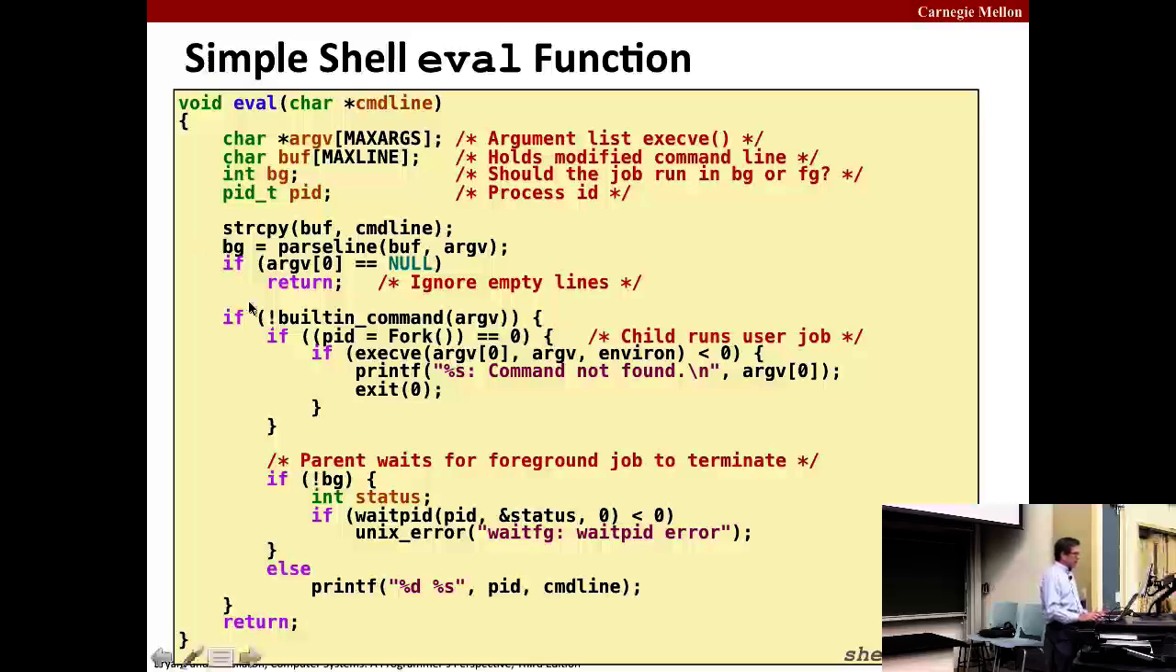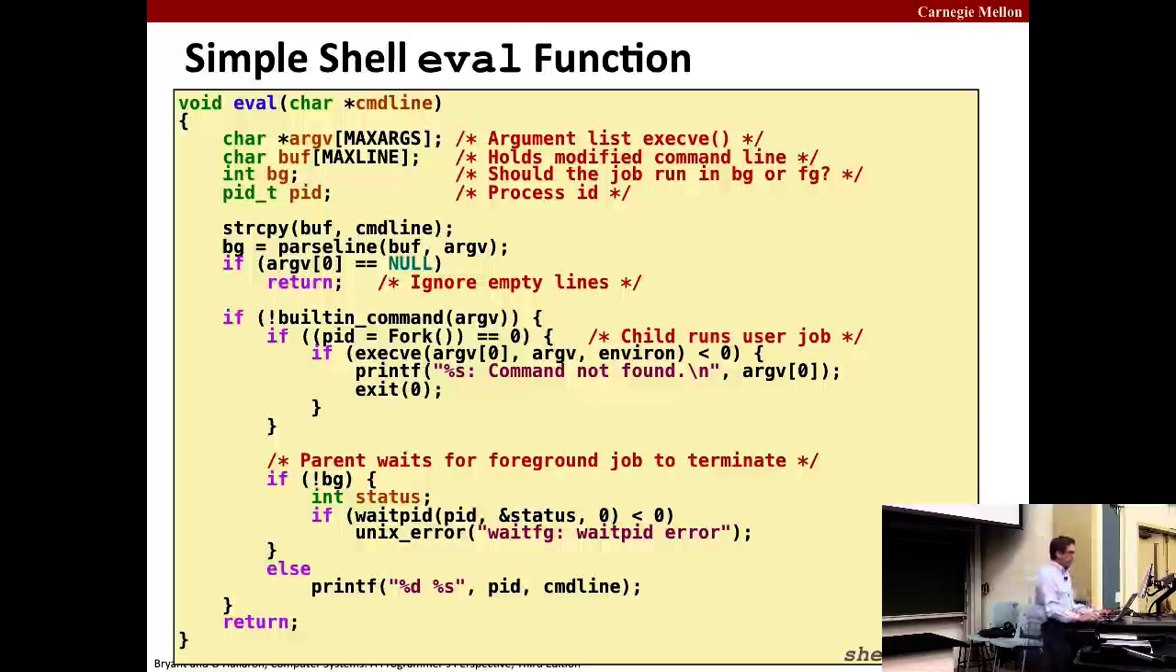Otherwise, if it's not a built-in, then that means that you're asking the shell to run some program. So in that case, the shell will fork a child, and then the child will execute that program by calling execve, passing as the first argument the name of the command, and as the second and third arguments argv and the environment, respectively. Now execve, if you recall from last time, never returns unless there's an error.